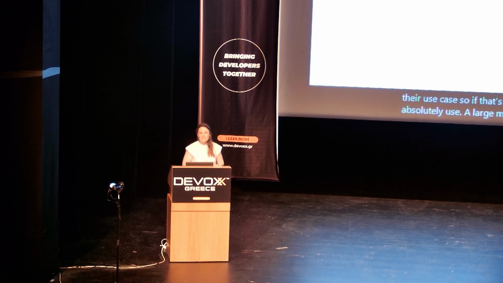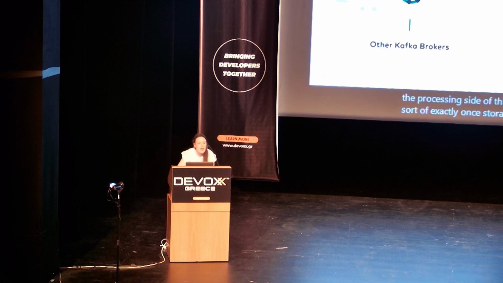The second question was about exactly once. How do we ensure that we're only storing and working with one message at a time? Exactly once semantics is mostly for the processing side of things. But to achieve exactly once storage, we're going to use, as you said, the transactional producers just to ensure that.